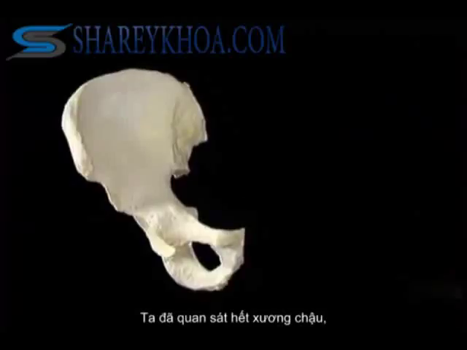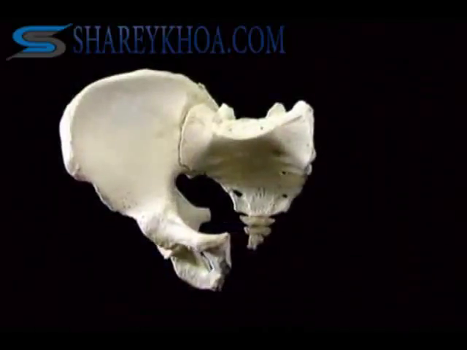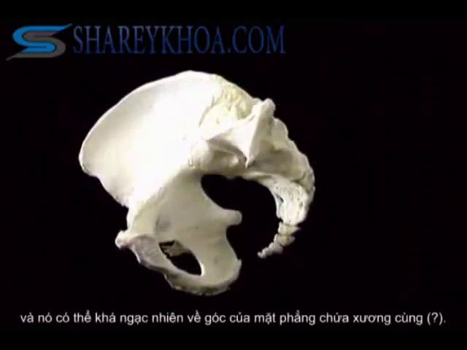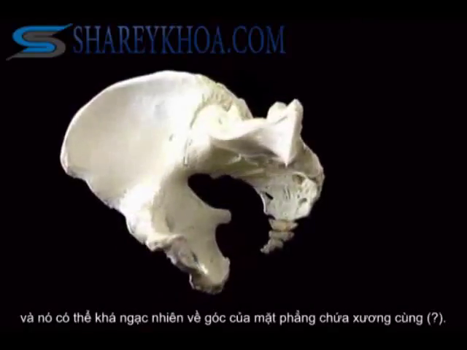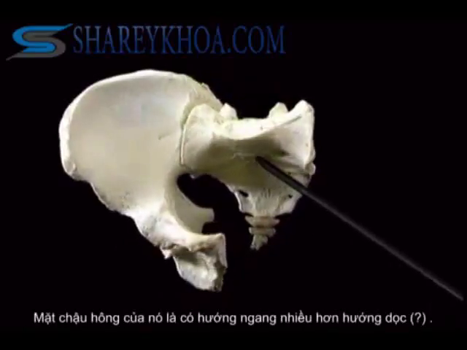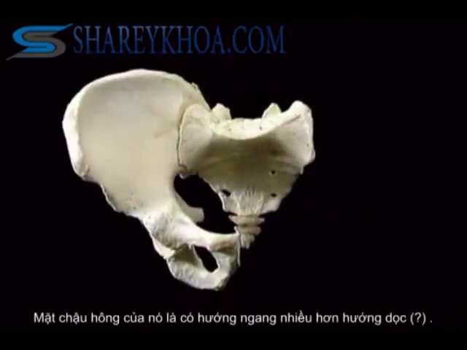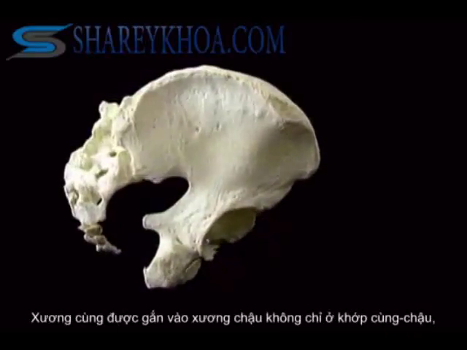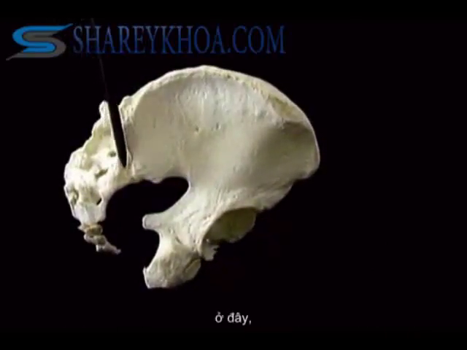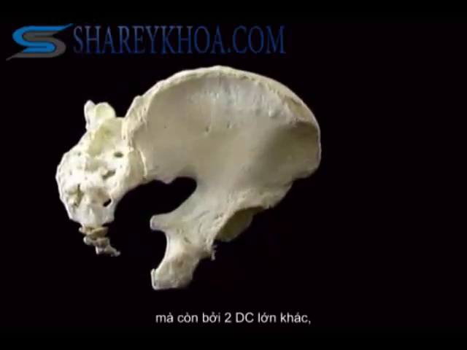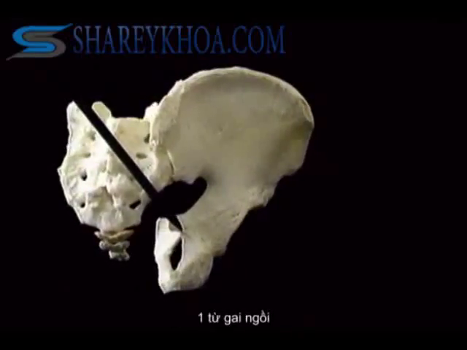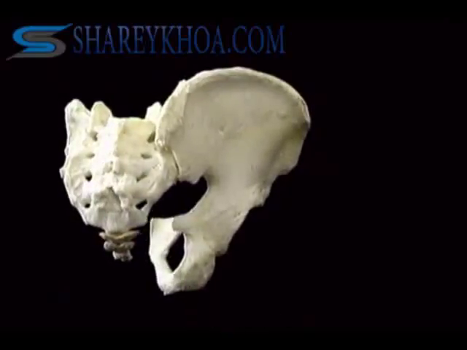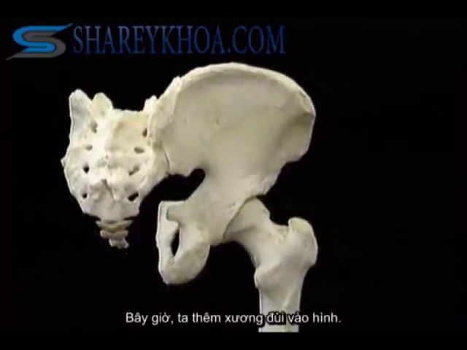Now that we've looked at the hip bone, let's bring the sacrum back into the picture. We're looking at the bones as they'd be in the upright standing position. And it's perhaps surprising to see the angle at which the sacrum lies. Its pelvic surface is more nearly horizontal than vertical. The sacrum is attached to the hip bone not only by the sacroiliac joint, seen here from behind, but also by 2 big ligaments, one going to the ischial spine and one going to the ischial tuberosity, as we'll see in a minute. Now let's add the femur to the picture.